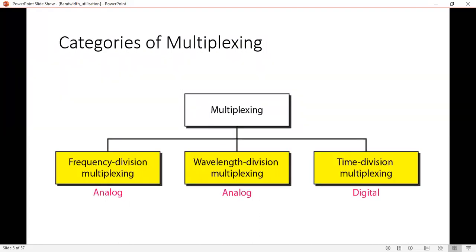Next is the categories of multiplexing. Multiplexing can be divided into three categories: frequency division multiplexing, wavelength division multiplexing, and time division multiplexing. Frequency division multiplexing and wavelength division multiplexing are both analog, they use an analog signal approach, whereas time division multiplexing is digital.